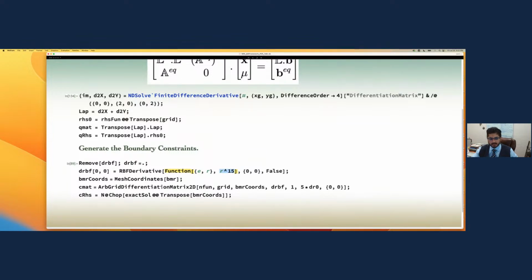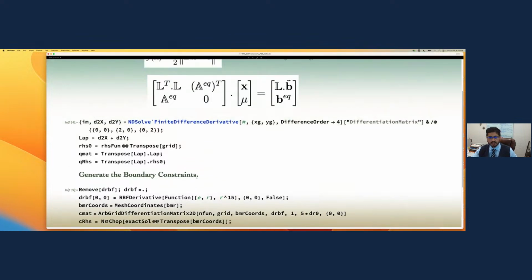Once you get that, I put it through another function called arbitrary grid differentiation matrix 2D. This is basically generating the matrix that does a function approximation. The 0, 0 basically means that that's the derivative approximation. In this case, they're Dirichlet boundary conditions, which is why it's 0, 0. If it was a Neumann condition with du dx, then it would have been 1, 0. If it was du dy, this would have been 0, 1, and so on. And so we get our CMAT and CRHS, which are our boundary information, and that also comes back in the form of a sparse matrix. In this case, I have used 200 boundary nodes that are embedded in my background grid. So that's why your matrix will have a dimension of 200 by whatever is the size of my grid. In this case, it's a 41 by 41. So that's what it is.